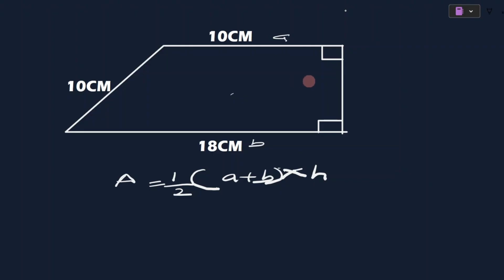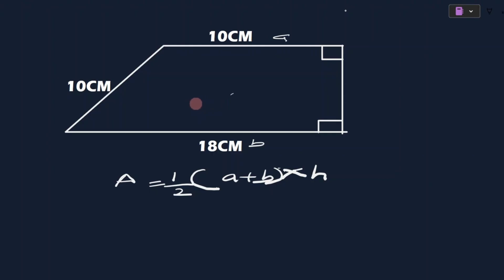And if you look at this, we know that this length here is 10, and the length here is 18. Why is the height not given? Remember, this is not the same as this. So, to get this height, what do we do?